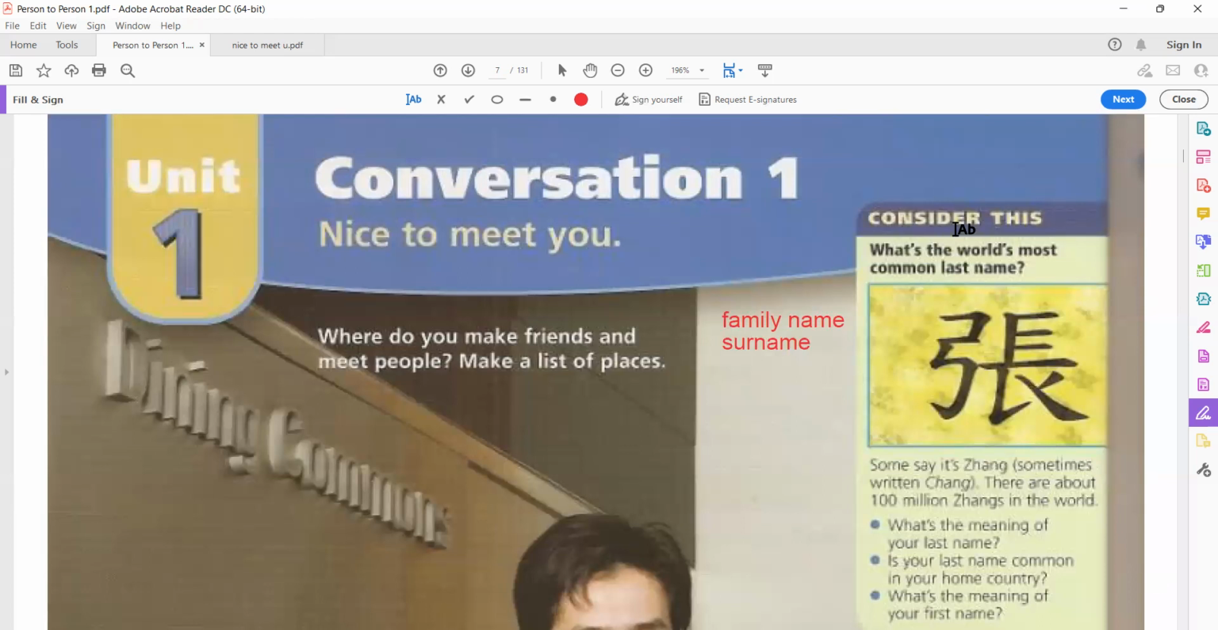Okay. It says here, what's the most common last name? So we have the word common. Common means it's available in large number, or shared by a lot of people. Then we have last name. Last name is your family name or your surname. You can find it even in your passport. You can see first name, middle name, family name, or surname. It's basically the same as last name.